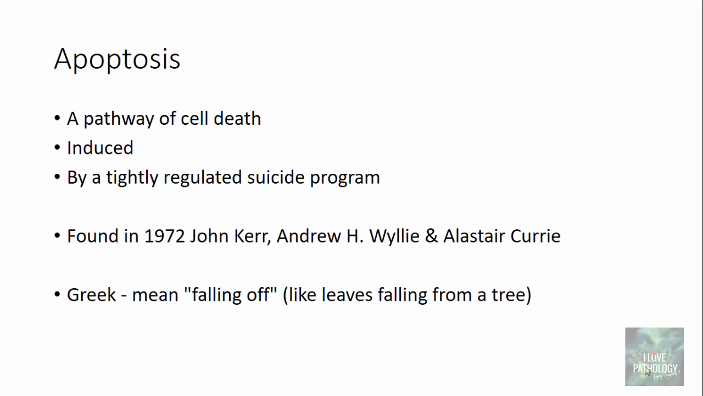It's derived from the Greek word which means falling off, like leaves falling from a tree. The pattern of events in apoptosis is so orderly that it is often referred to as programmed cell death. So basically, we need to understand that apoptosis is a way a cell commits suicide. Now, why does a cell commit suicide? Why do you think a cell should commit suicide?